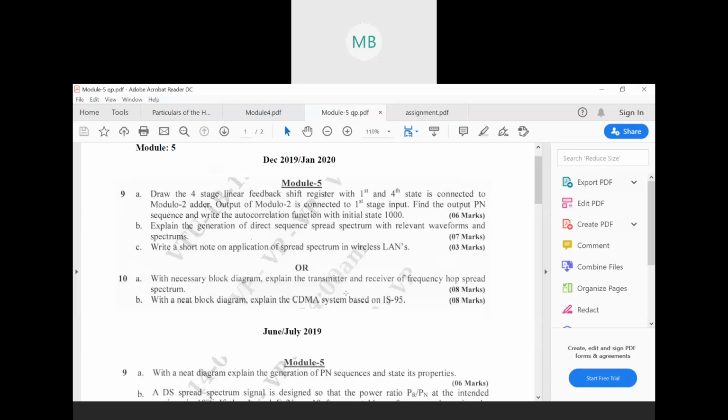Right. Next, 10B, with a neat block diagram, explain the code division multiple access system based on interim standard 95. So this is the last topic of this module. CDMA system based on IS95. So here you need to draw both forward link and reverse link block diagram and explain the operation of each stage. So both forward link and reverse link you need to explain, block diagram and explanation.